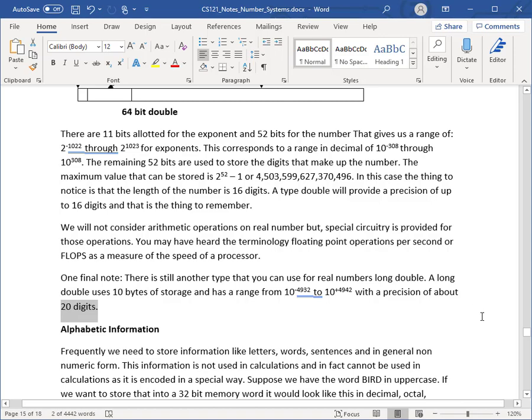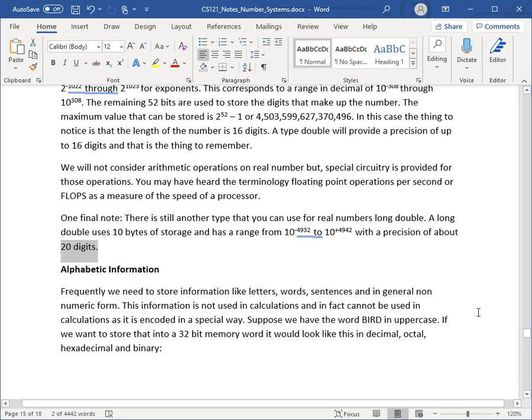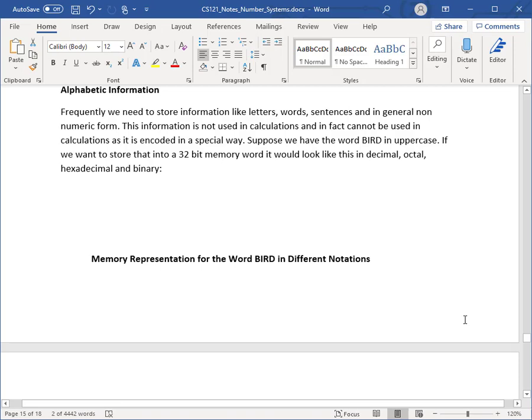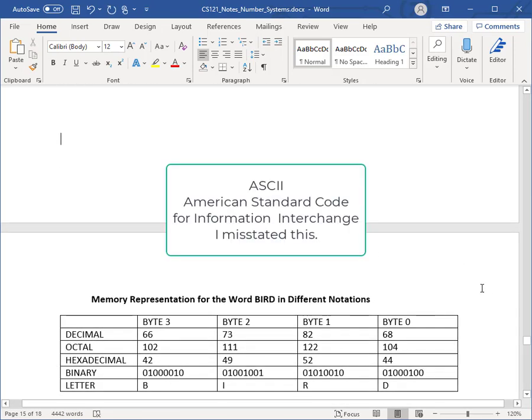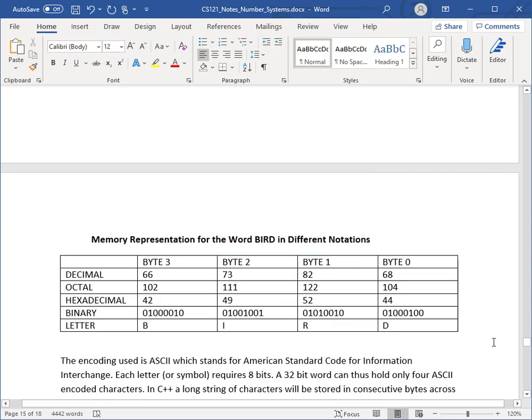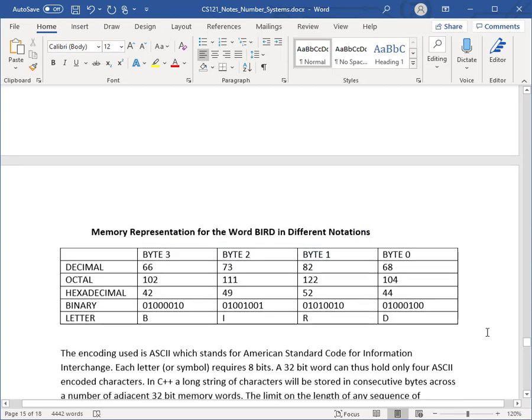Now, that covers how real numbers are stored in computer memory. The other type of information that's still out there is what we call alphabetic or ASCII characters, letters and symbols and things that are not numbers. There's a special code for that, and it's ASCII, the American Standard Code for Scientific Interchange. You can find an ASCII table just by Googling it, and you can see what the codes are. In regular extended ASCII notation, you have a total of 256 symbols that you can represent.